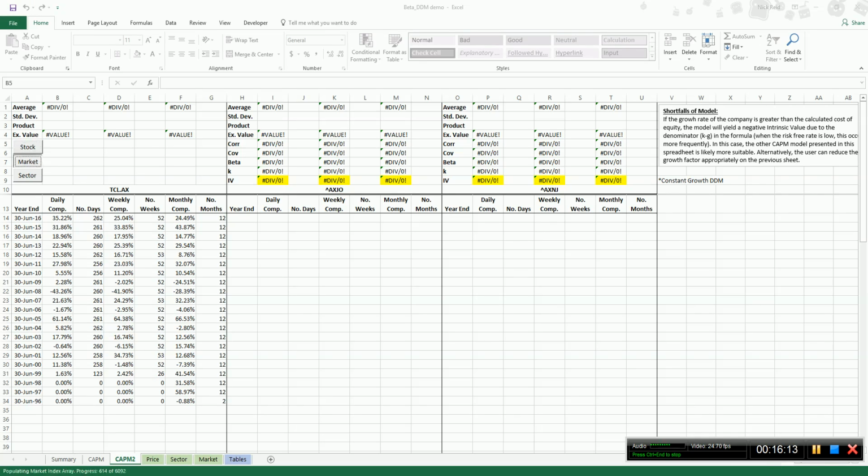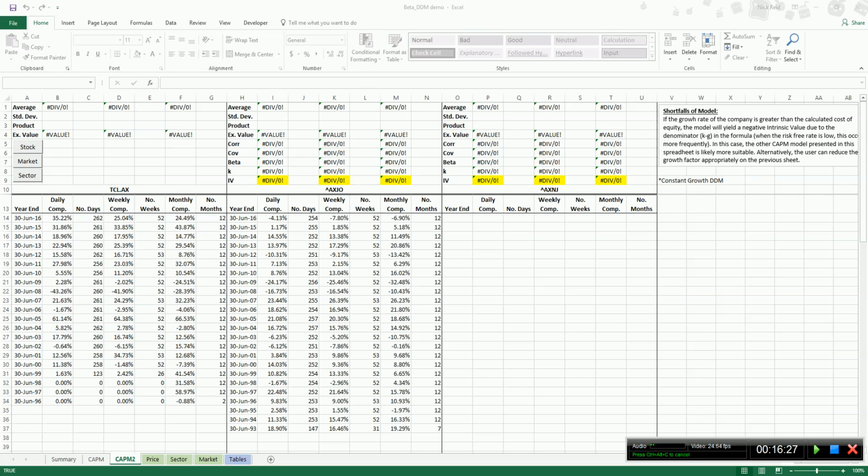Okay, we'll do the same for the market. Might pause that for a second. Okay, and the same for the sector, which should be quite brief.